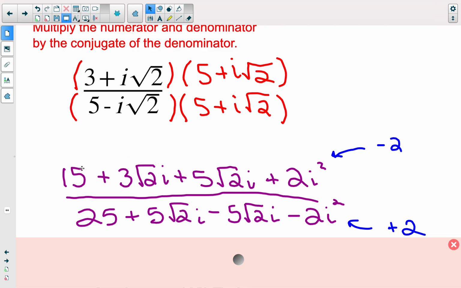Here, 3 times 5 is 15, and then we go 3 times i root 2. I'm going to express it here as 3 root 2i, just to keep the real coefficient separate from the imaginary unit here. Same thing with i root 2 times 5 root 2i. Remember, these i's are not inside the radical. And then lastly, again, don't forget to multiply the i's. Don't forget to multiply the radicals. So root 2 times root 2 is 2. i times i is i squared. So this term here becomes 2 times negative 1, which is negative 2 here.